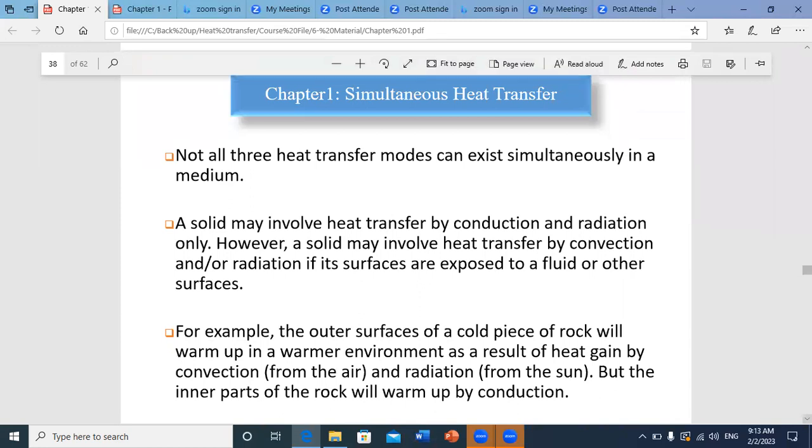We should know that not all 3 heat transfer modes can exist simultaneously in the same medium. A solid may involve in general heat transfer by conduction and radiation only. However, a solid may involve heat transfer by convection and/or radiation when its surface is exposed to a fluid or other surfaces. For example, if you consider the outer surfaces of a cold piece of rock, it will warm up in a warmer environment as a result of heat gained by convection from the air and radiation from the sun. But the inner parts of the rock will mainly warm up by conduction.